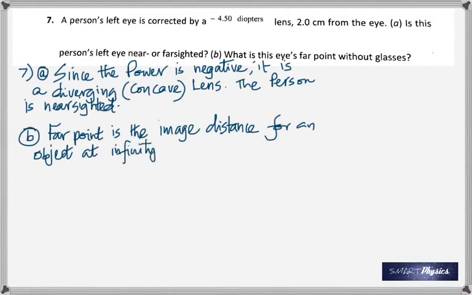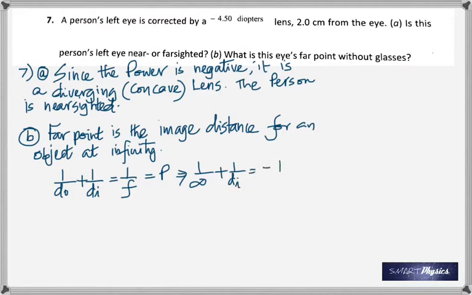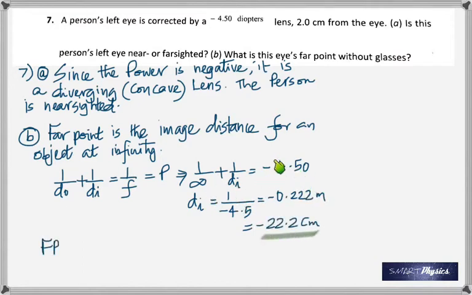Okay, so that's what I've written now. The far point is the image distance for an object at infinity. So when he wears those glasses, the glasses help him to see up to infinity. Why? Because for an object at infinity, his glasses will produce the image at his far point, and then the eye lens will take it over from there. Okay, DO is infinity, and then when you use this, remember 1 by focal length is power, so I've directly put that there, and you get minus 22.2 centimeter.